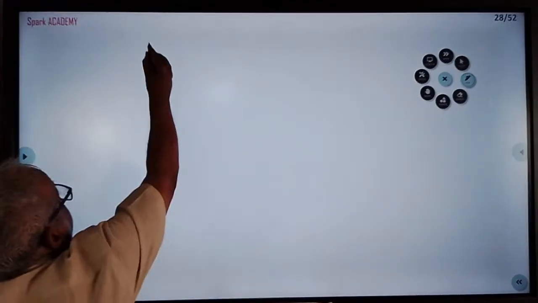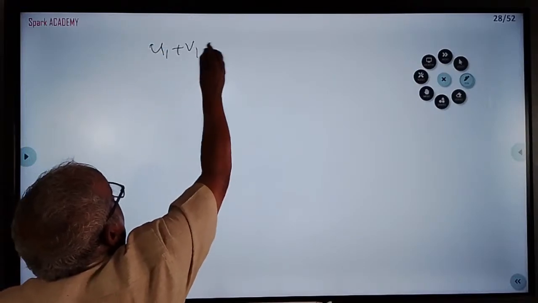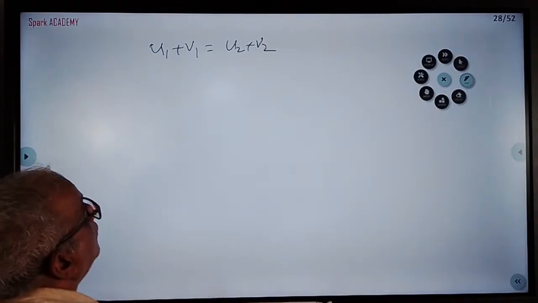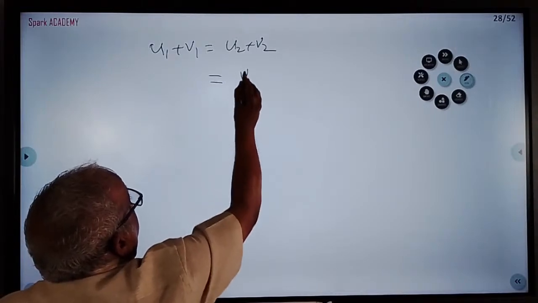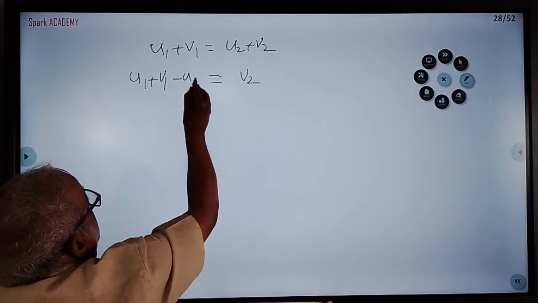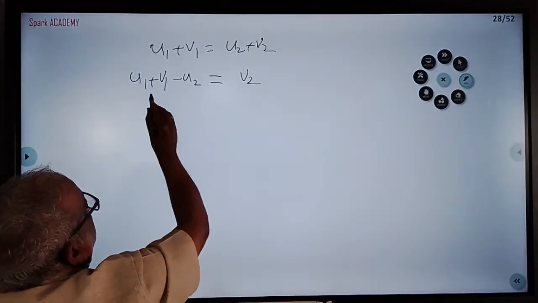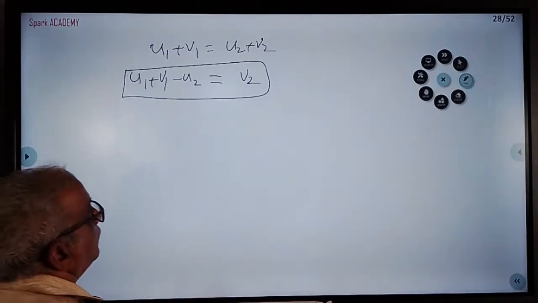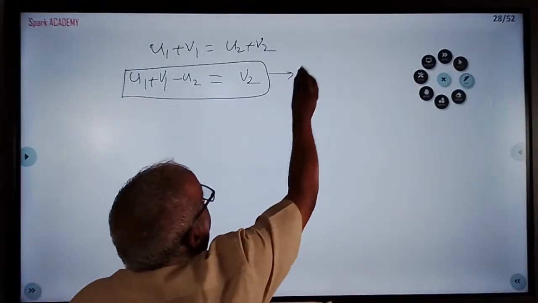Now I am writing once again: u1 plus v1 is equal to u2 plus v2. I am eliminating v2 here. v2 is equal to u1 plus v1 minus u2. This is an important equation for v2. This is equation number 6.